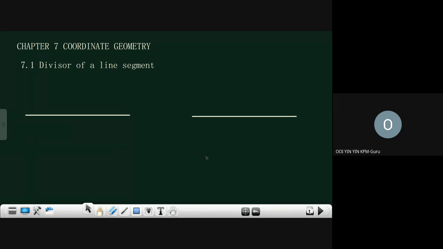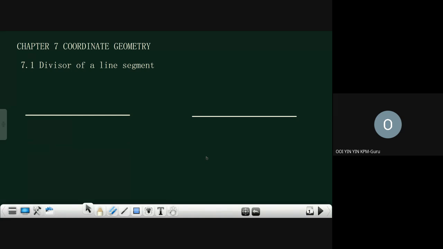Chapter 6, linear law, I'm going to teach after the school holidays, okay, when the school reopens later. Because that one needs you to draw the graph in person, so I want to check your graph. That's why I cannot teach that one online.